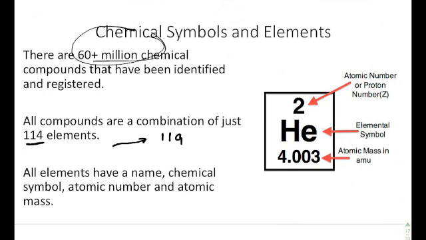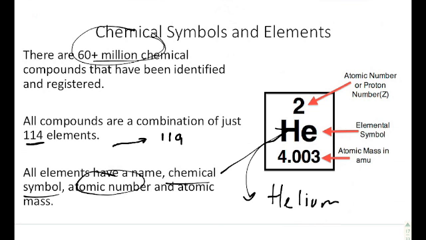Every element has a name. We would call this one helium. It has a chemical symbol, which is its shorthand. It's like the alphabet of molecules. It has an atomic number. The atomic number is the number of protons, and we'll talk more about that later, but it's used to classify, hey, this is a helium atom.